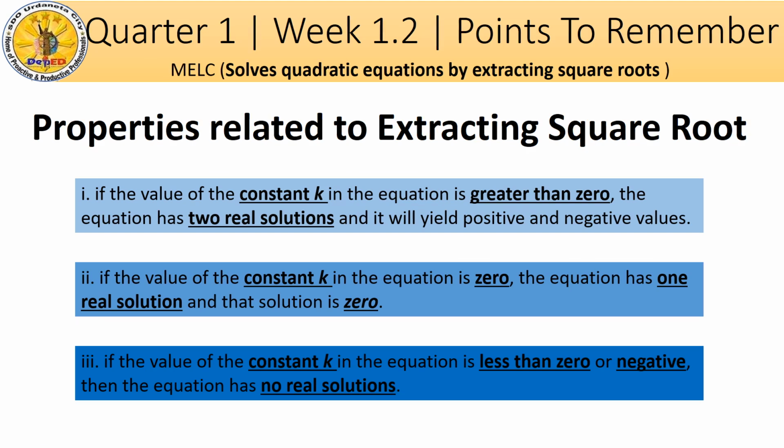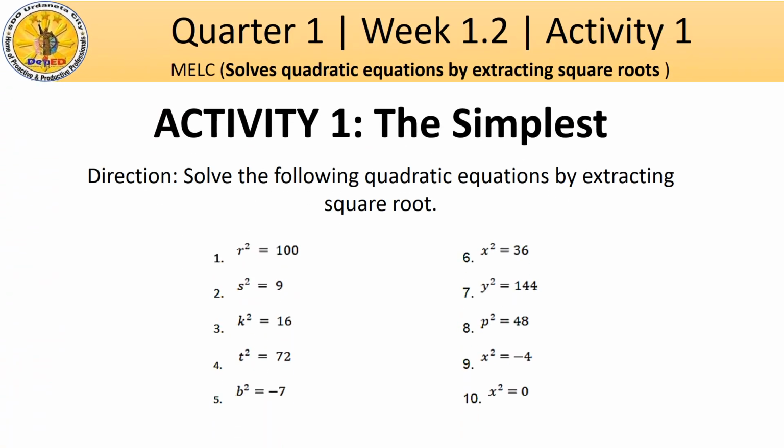Now, to help you understand this better, let's do your activity number 1, 2, and 3 using different examples. In your activity 1, you're going to solve the following quadratic equations by extracting square root. It is entitled the simplest. It is called the simplest because, as you can see, all the equations in your activity 1 are already in the form of x squared equal to k. All you need to do is to apply the square root method and solve. Let us try some examples.